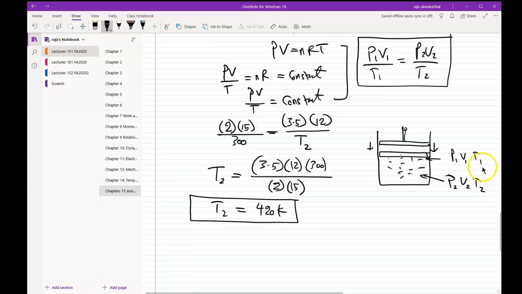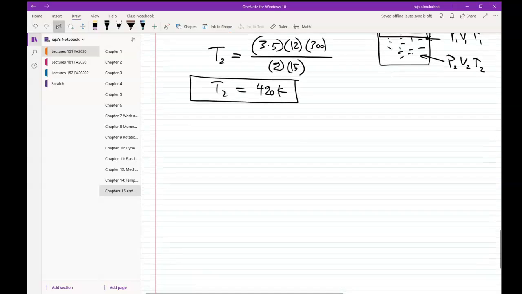So what happened when you decrease the volume, the pressure increases. It makes sense, right? You're kind of compressing it. Okay, so what is the corresponding temperature? The temperature should be more, right? You're starting with 300, so the temperature should be more. My common sense tells me that. There we go, it's 420. You got that? Okay. One more problem.